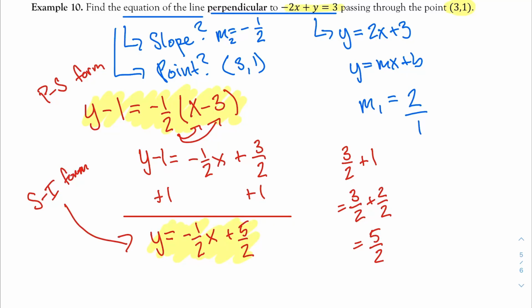So I have the equation of a line perpendicular to my original line. Again, to get the equation of a line, I need a slope and I need a point. I already had my point. For the slope, I had to use my old equation and then use that slope, depending on if it was parallel or perpendicular. So hence, we are done with example 10 and done with section 3.2.